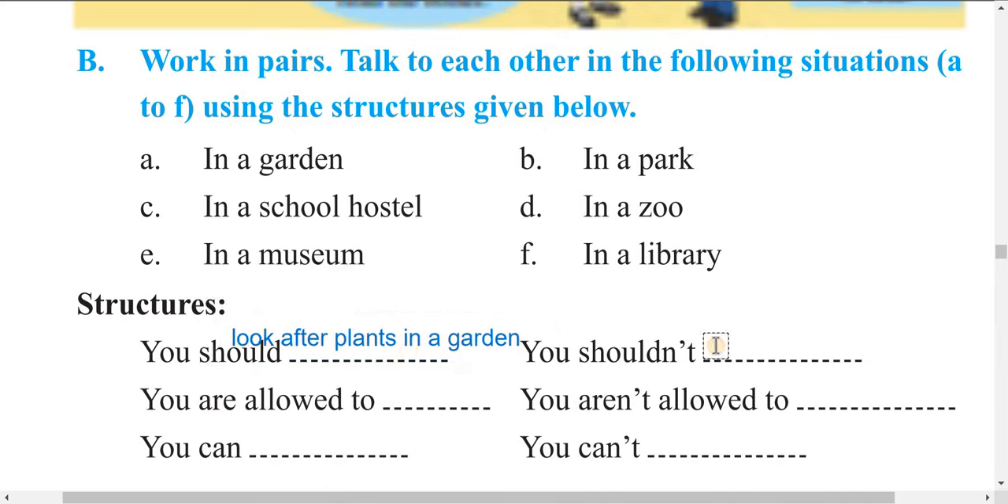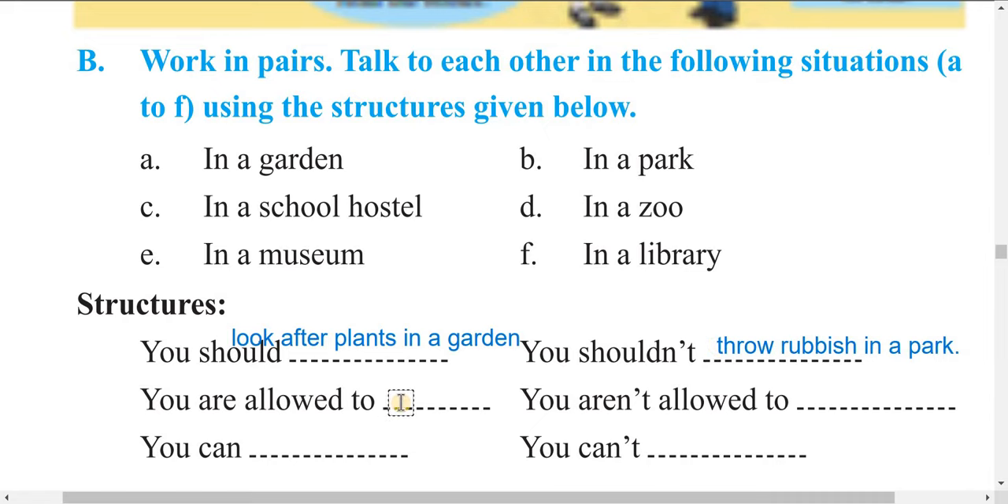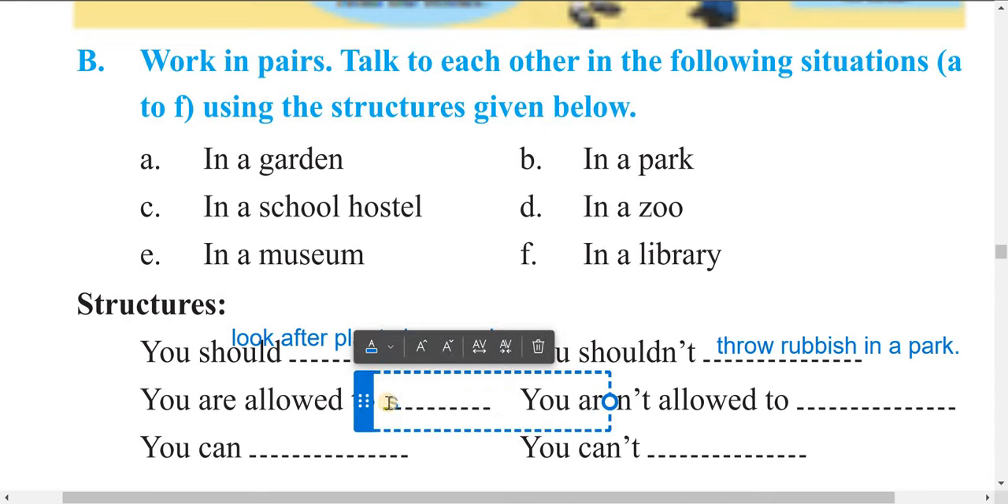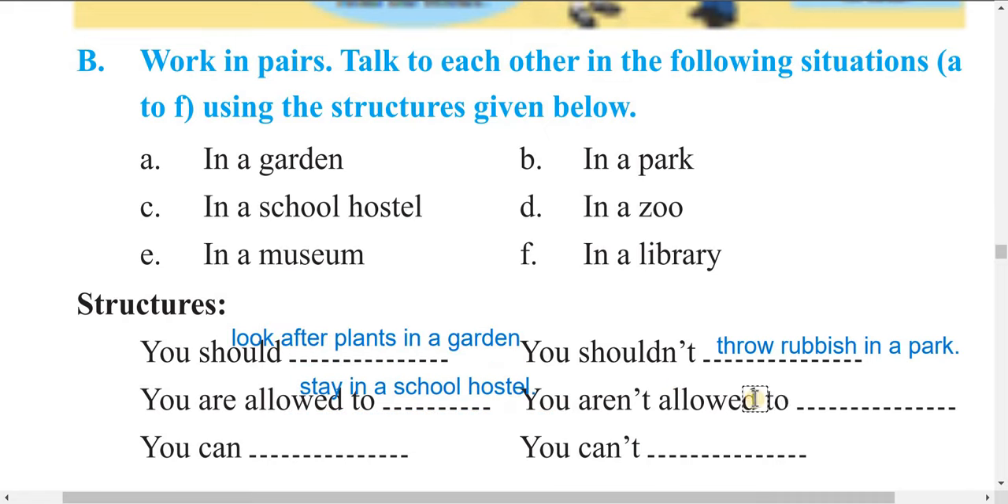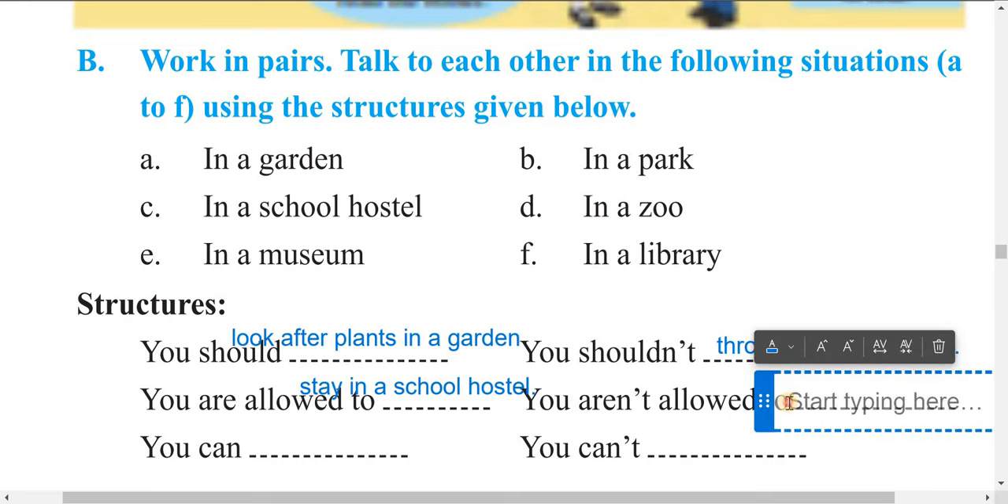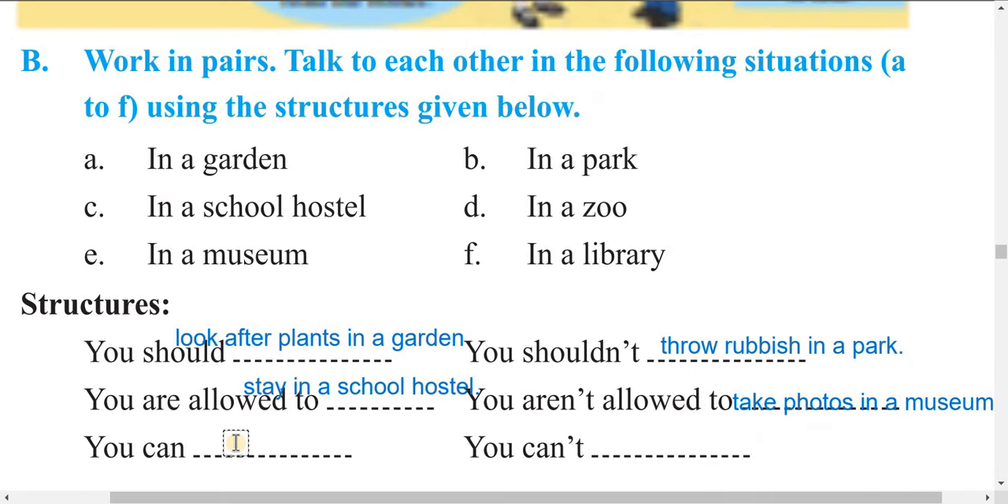Now, the second one: you shouldn't throw rubbish in a park. Next one: you are allowed to stay in a school hostel. Write it this way. Now the next one: you are not allowed to take photos in a museum.